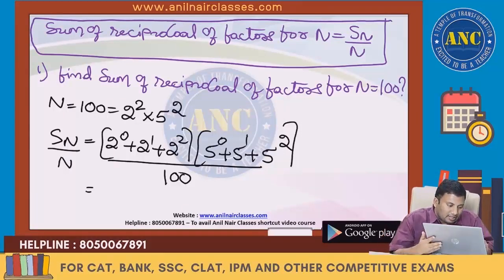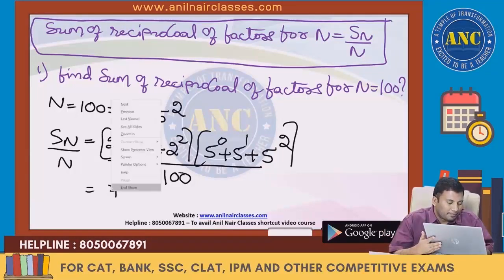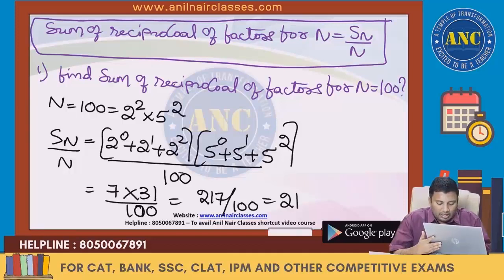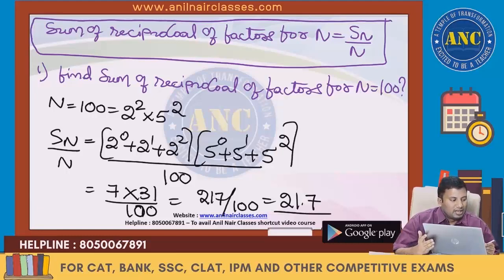Now it is 1 plus 2 plus 4, which is 7. 7 into 1 plus 5 plus 25, which is 31. So 217 divided by 100. This is the answer: 2.17. Sum of the reciprocal of the factors.